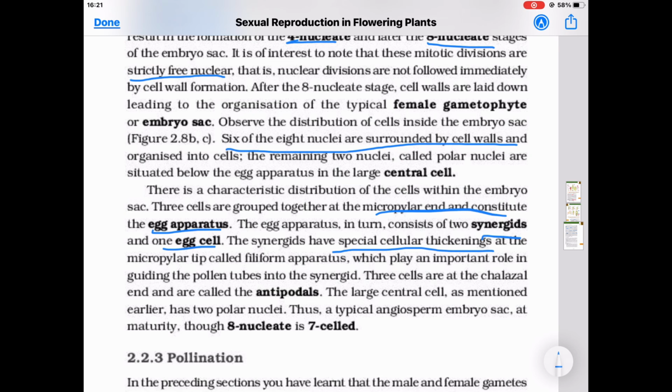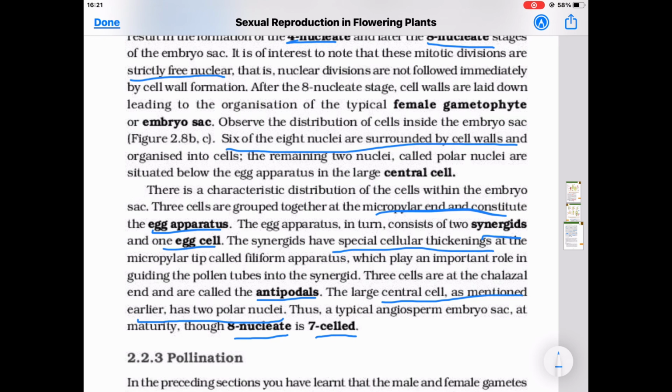So here a question can be asked: what is the function of the filiform apparatus? The filiform apparatus guides the pollen tube towards the egg, or guides the pollen tube into the synergid. Synergids are the 2 cells around the egg. 3 cells at the chalazal end are called antipodals. The large central cell, as mentioned earlier, has 2 polar nuclei. Thus, a typical angiosperm embryo sac at maturity has 8 nuclei and 7 cells.